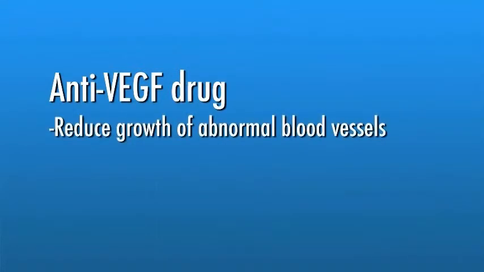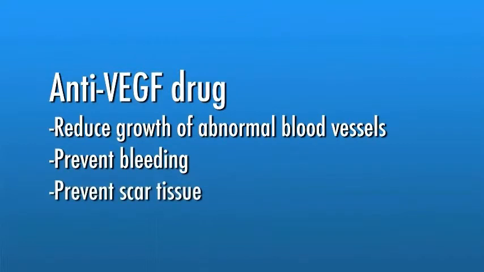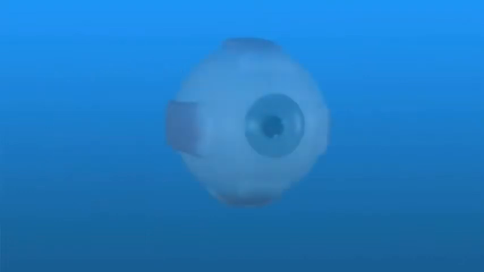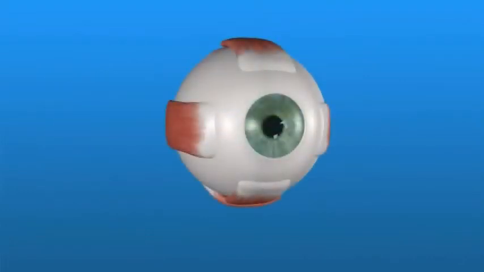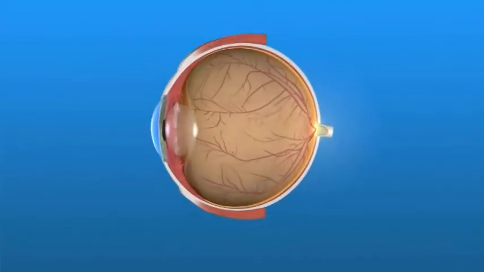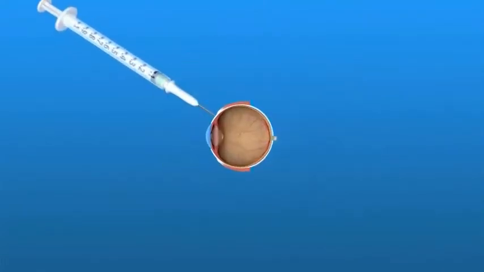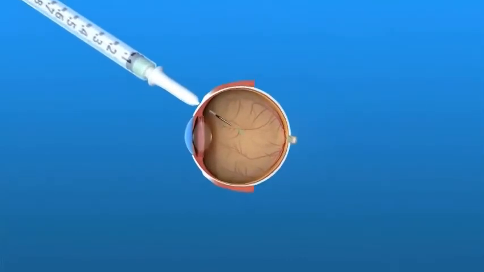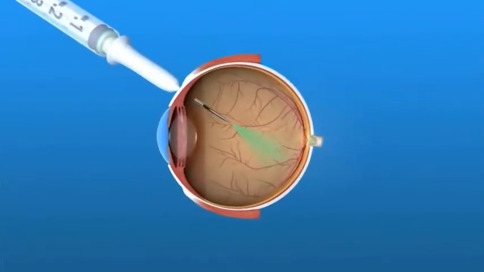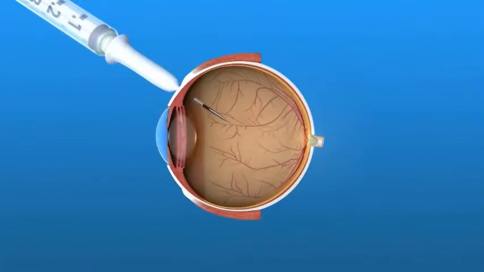An anti-VEGF drug can help reduce the growth of abnormal blood vessels, which helps to prevent bleeding, scar tissue, and other problems that can cause vision loss. The anti-VEGF drug is administered directly to the eye in an outpatient procedure. After the eye has been numbed with an anesthetic, the anti-VEGF drug is injected into the eye with a very fine needle. Some people may need multiple anti-VEGF injections over a period of months.